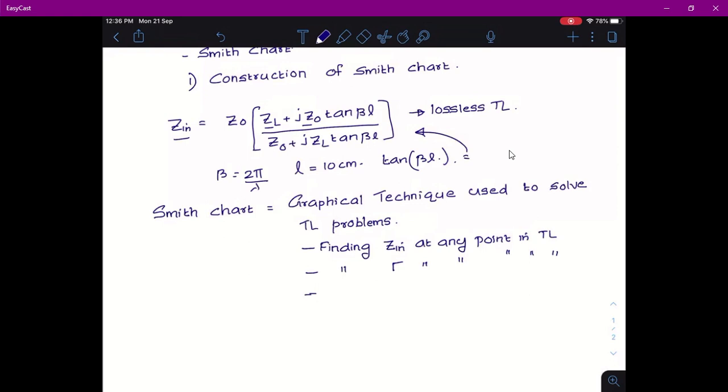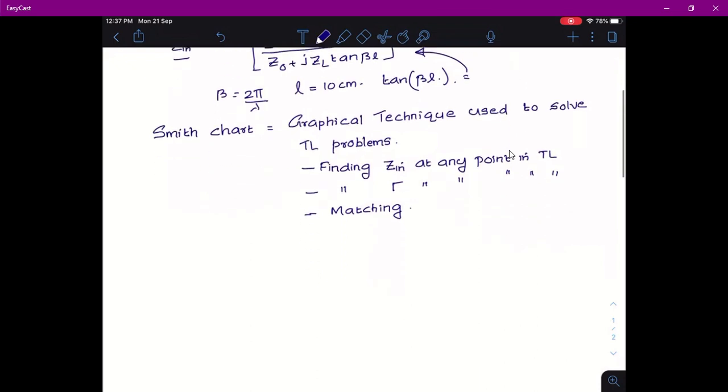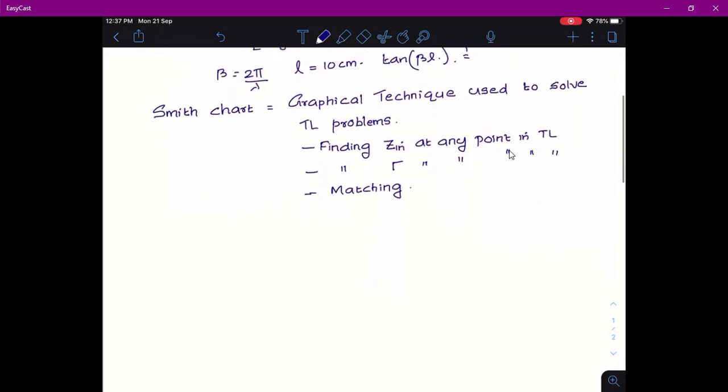you can also do something called matching, because we found that if the transmission line is matched, you have maximum power transfer. So how can you match the transmission line so that you will have maximum power transfer? You can also design using the Smith chart. So these are some of the applications of Smith chart. Okay, so we will see everything in detail.